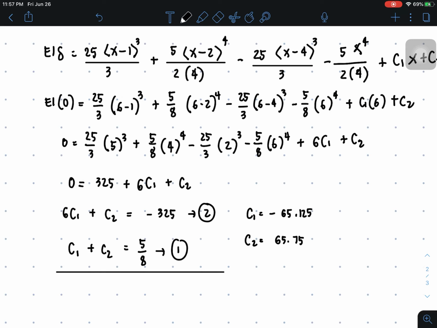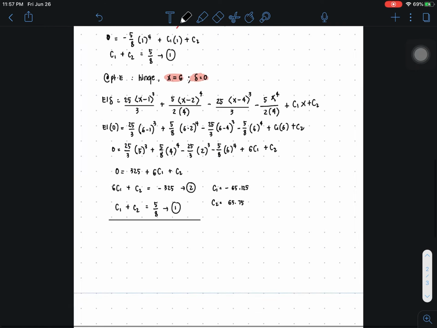Ako lang balikon kay para dili ta magbalik-balik. 25 over 3 times 5 cubed plus 5 over 8 times 4 to the 4th power minus 25 over 3 times 2 cubed minus 5 over 8 times 6 to the 4th power. That's 325. Okay. And then for the equation, you have 6, then 1, then negative 325, and then 1, and then 1, and 5 over 8. That's negative 65.125 for C1, and C2 is 65.75.